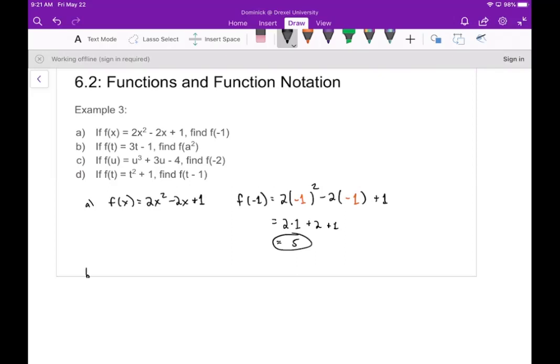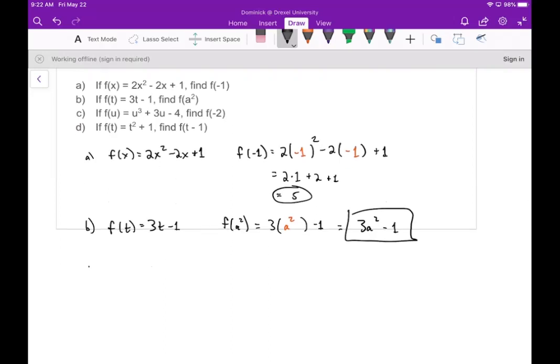Okay. In part B, we have that f of t is equal to 3t minus 1. And we want to find f of a squared. All right, so then we have a 3, and I'm going to open up parentheses for my t, and I'm replacing it with a squared. Well, this is just 3a squared if I distribute and then minus 1. And since we don't know what a is, that's the best we can do. So we just replace t with a squared there.